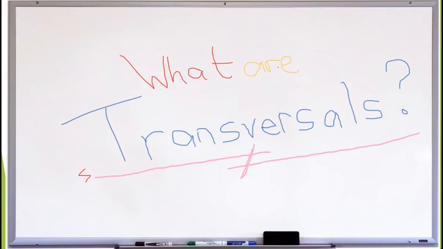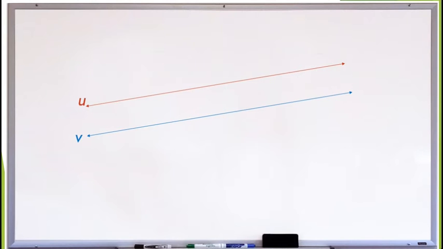In geometry, transversals are defined as the line that passes through two or more coplanar lines, intersecting them at two distinct points. Suppose we have two lines that lie in the same plane. These lines are equidistant, which means they will never intersect each other. This would make them parallel. Let us name the red one as line U and the blue one as line V.